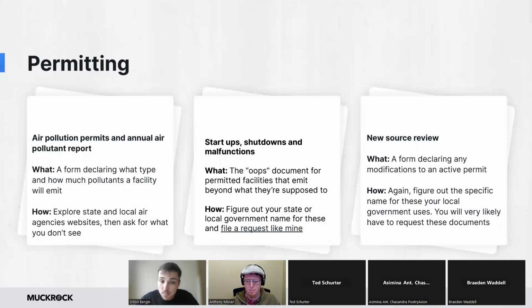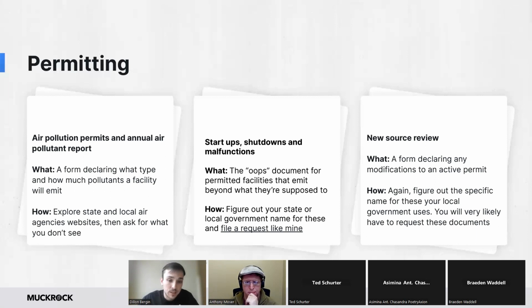These two are the more fun and interesting types of permitting documents that we're going to be talking about today. Startups, shutdowns, and malfunctions. These are like the oops document for permitted facilities that emit beyond what they're supposed to. Again, self-reported. I will keep qualifying that because there are many things that are happening that are not documented. But basically, this is a document that facilities have to file for excess emissions or other accidents that happened in the last year.